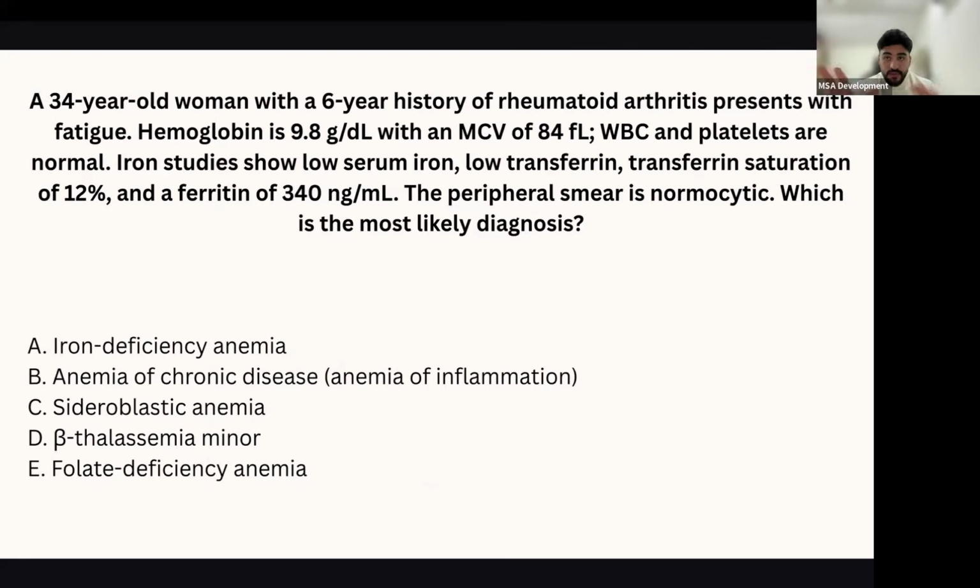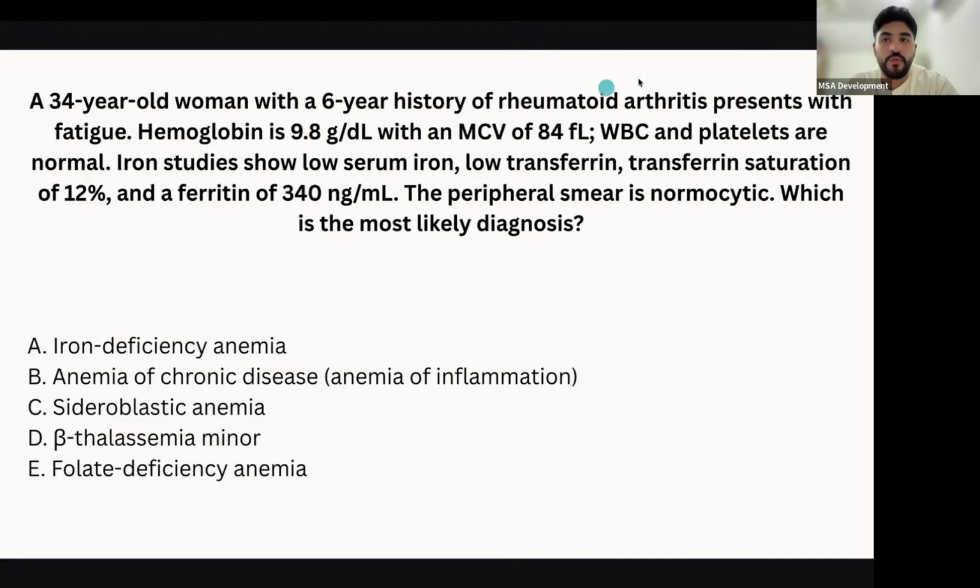So we are done with the hematological manifestations of systemic disease. I know I've speed run a bit, but I'm trying to make sure that I make it as precise as possible. So this is a question for you guys.